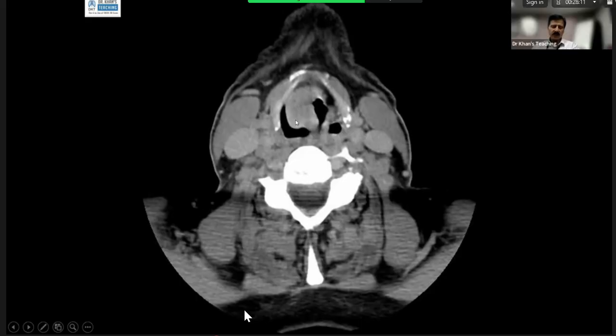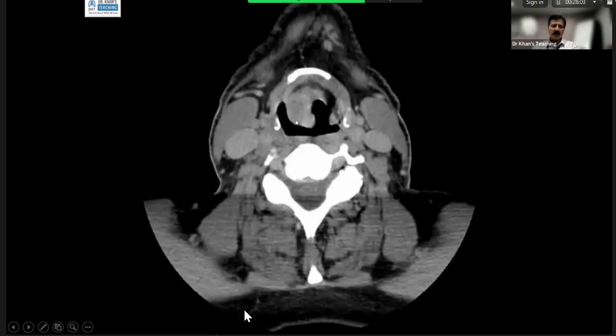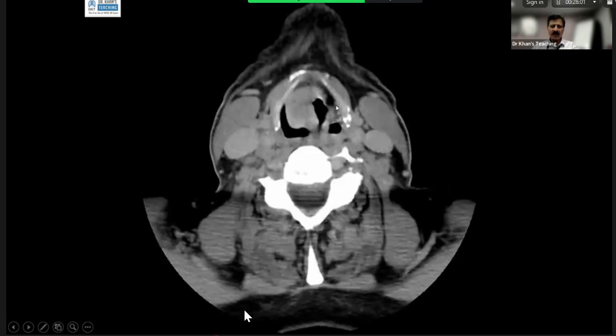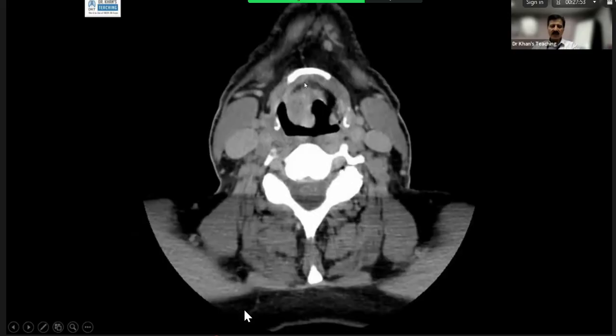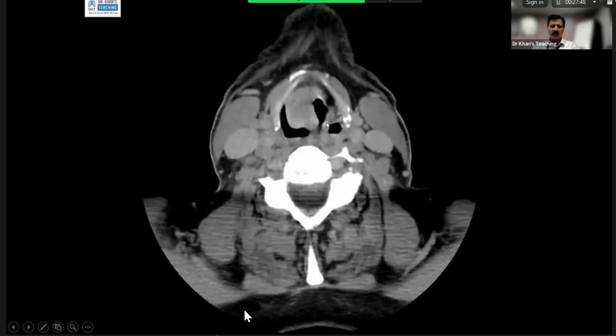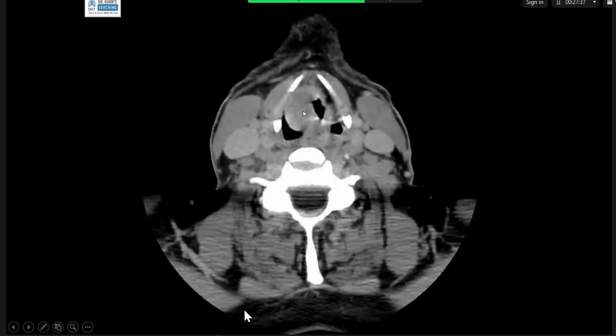Let me correct you here. This idea that the fat plane is preserved, there is an entity we call fat plane is displaced. Here, there is a lot of fat in this area, and you can see this paraglottic fat, and there is some soft tissue here. What is the epicenter here? Compare with the normal side. This is the piriform fossa on the left side, the normal one, and on the right side there is soft tissue thickening in the aryepiglottic fold.